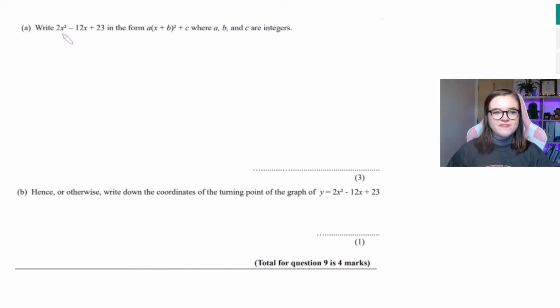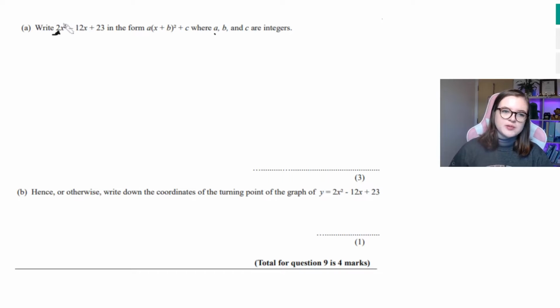Okay, next up then, write 2x squared minus 12x plus 23 in the form a lots of x plus b all squared plus c, where a, b and c are integers. So we notice here there's a little 2 in front. Quite rare, doesn't normally come up on a higher paper or any paper for that matter. It's normally an add maths or a further maths kind of thing, but if you're looking at completing the square, chances are you're probably going to be looking at that as well. It's good to practice because it is on the syllabus, it's just not as common, right?